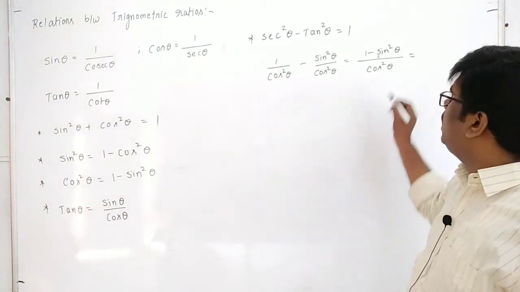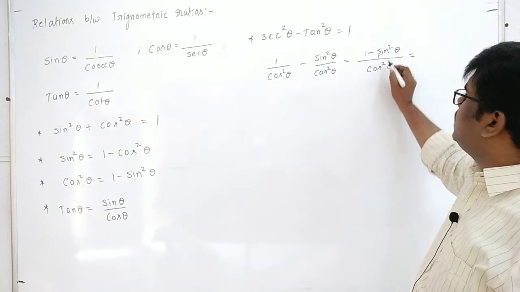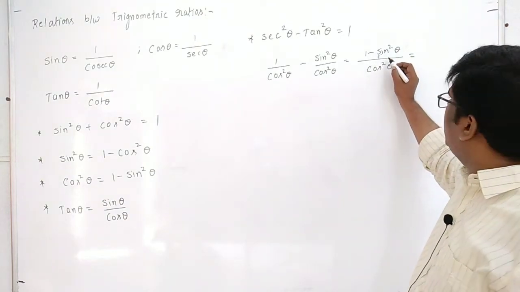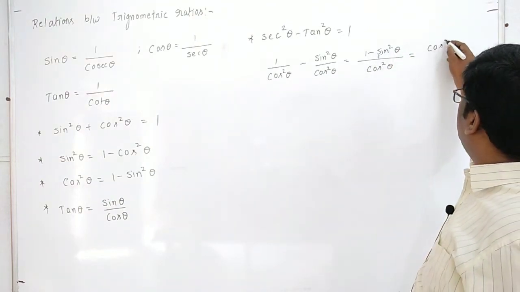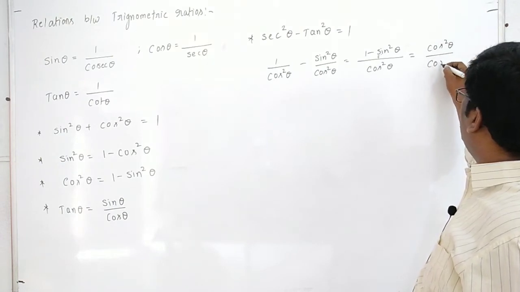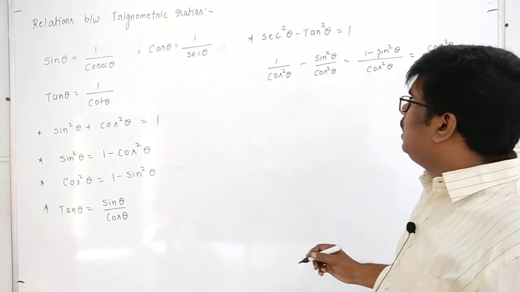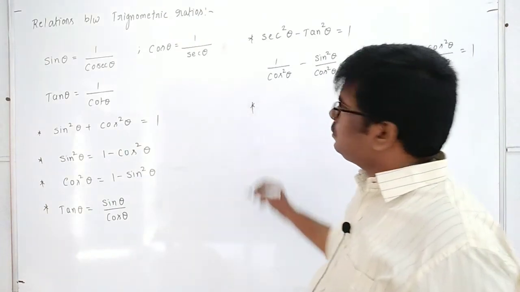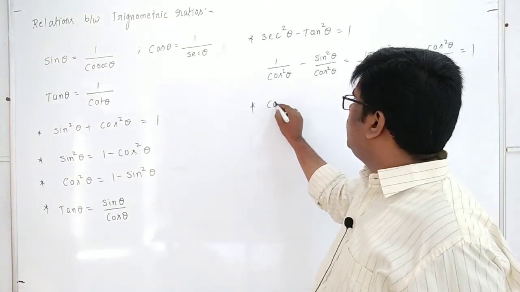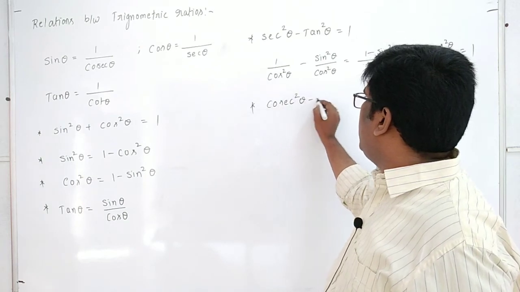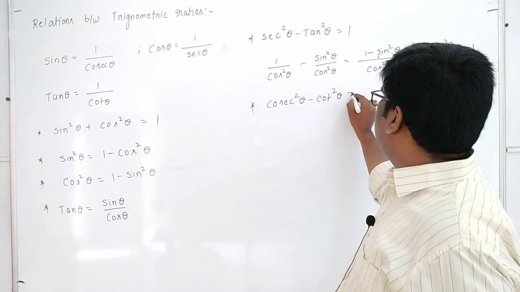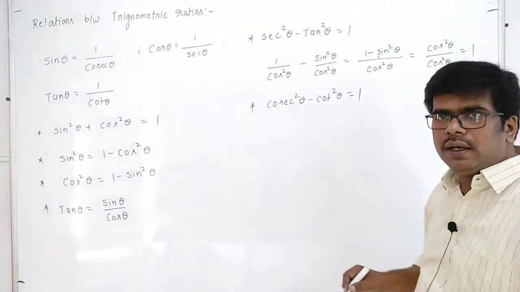So now what has happened here? 1 minus sin square theta by cos square theta, where 1 minus sin square theta means cos square theta, so cos square theta by cos square theta. That is equal to what? 1 only. Similarly, cosecant square theta minus cot square theta equal to 1.